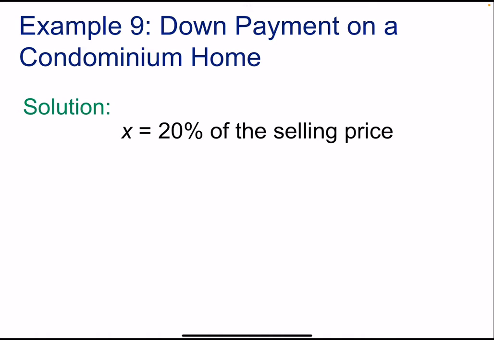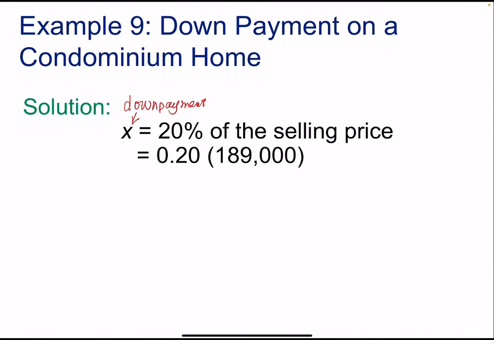So suppose the down payment is X. Okay, the down payment is represented by X, which is 20% of the selling price, right? So 20% is converted to a decimal. When you do an actual calculation with a percent, you really need to convert it to a decimal number, okay? Multiply it by 189,000, you get 37,800. That's her down payment for buying the condominium.